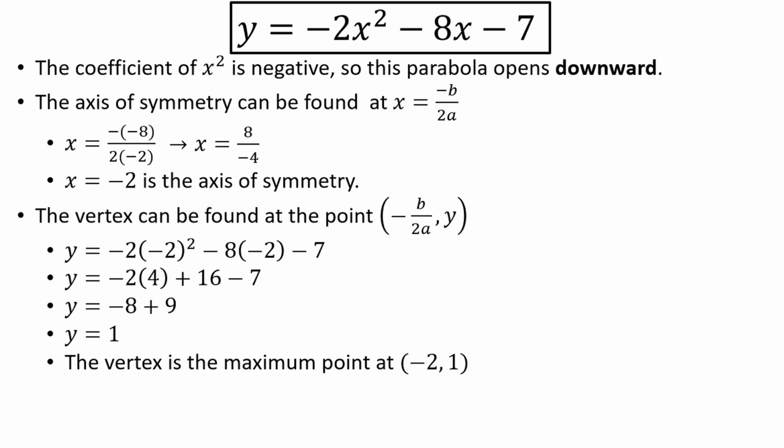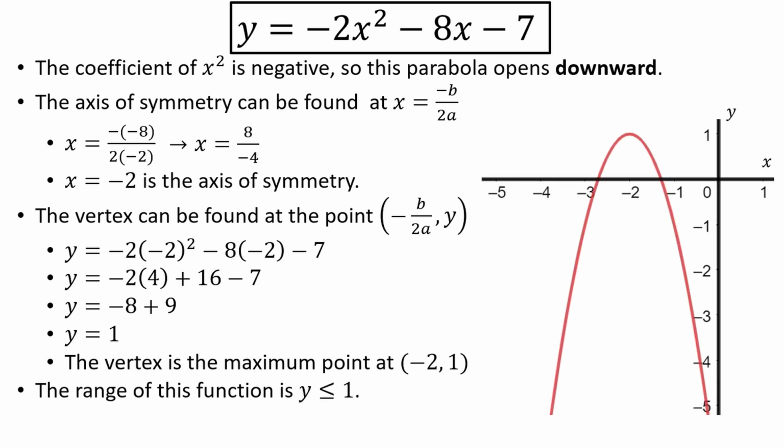We could also find the range of this function, as the range is just the possible values for y. Since the maximum point on the parabola is negative 2, 1, that means the range, the y values, must include anything equal to 1 or smaller. So we would say that the range of this function is y is less than or equal to 1.